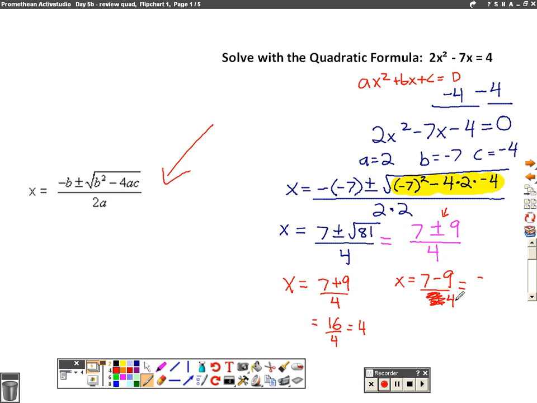7 minus 9 is negative 2, and negative 2 divided by 4 is negative 1/2. If you want to write that as negative 0.5, that's okay. So our two solutions are x equals 4 and x equals negative 1/2 or 0.5.